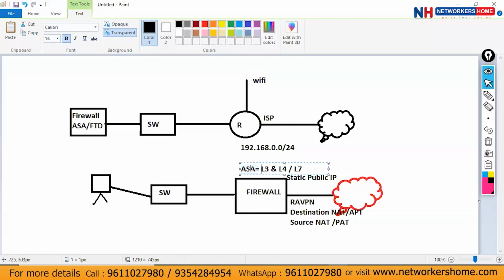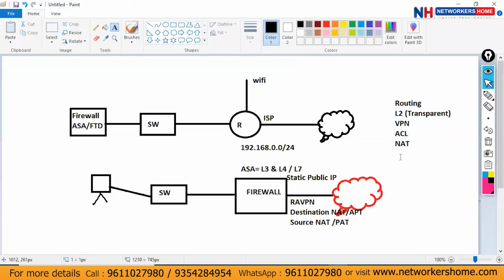So what are the things possible with the ASA? If I want to go with routing, or with an L2 firewall, that's basically called a transparent firewall. If I want to use the firewall for VPN purposes, for ACL deployment, or for translation purposes, for NAT purposes, right? So these are the few major purposes for which your ASA firewall can be used.